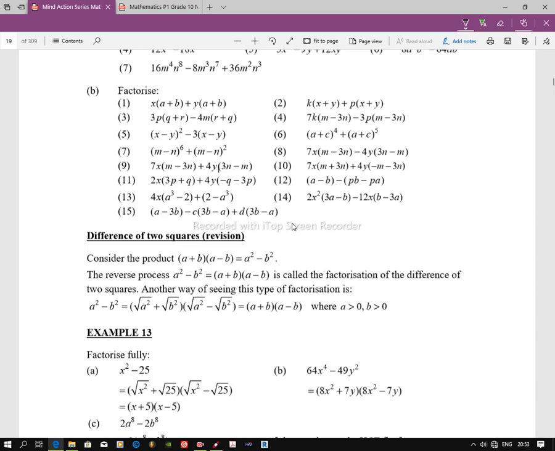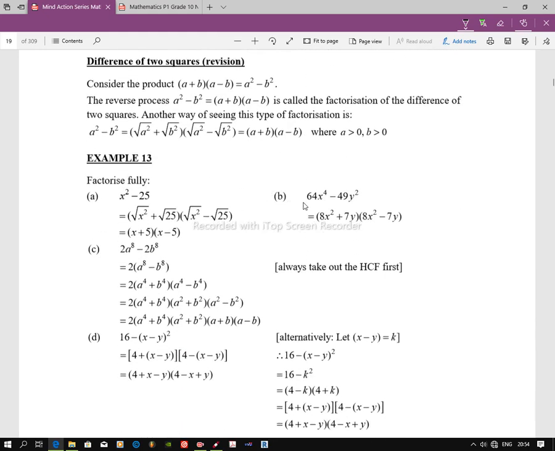So for now, let's just focus on expanding, simplifying, as well as factorization. You understand? Factorizing. We will proceed and look at more on how we factorize the difference of two squares. That will be in our next video. So for now, we will just close our lesson here, you understand.